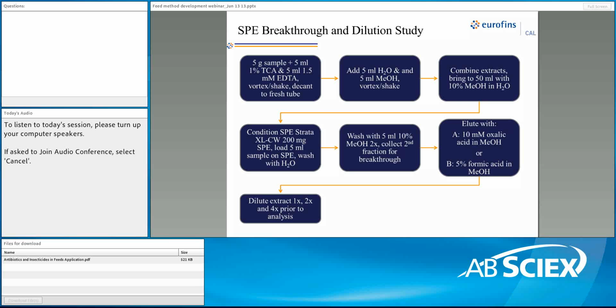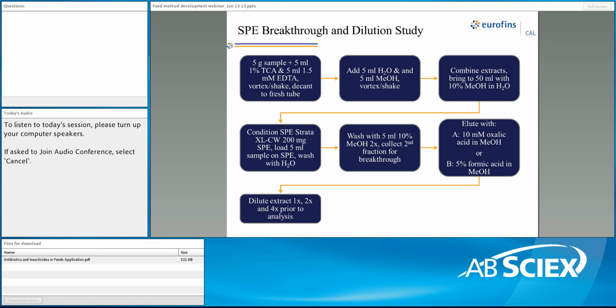So in the next section here, I'm going to cover a little bit of the work we did looking at some breakthrough studies and the effects of dilution of our final eluents off the SPE cartridges. So this is sort of a rough breakdown of what we did for the method.